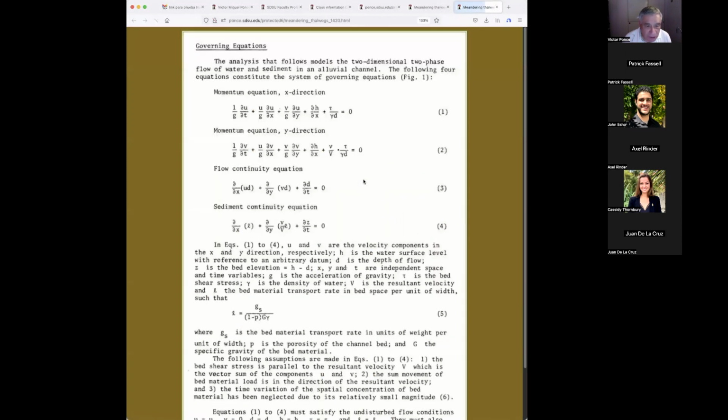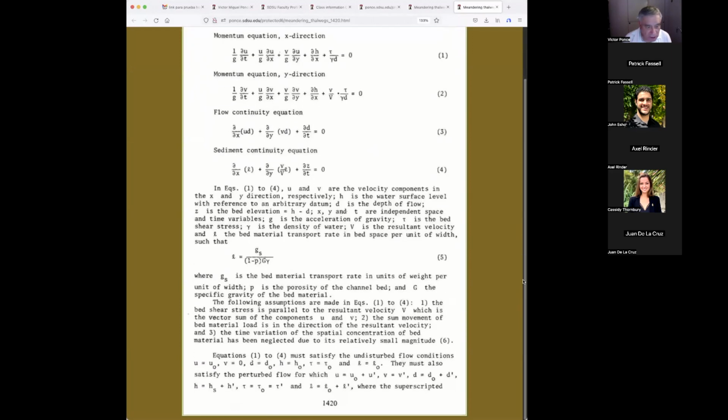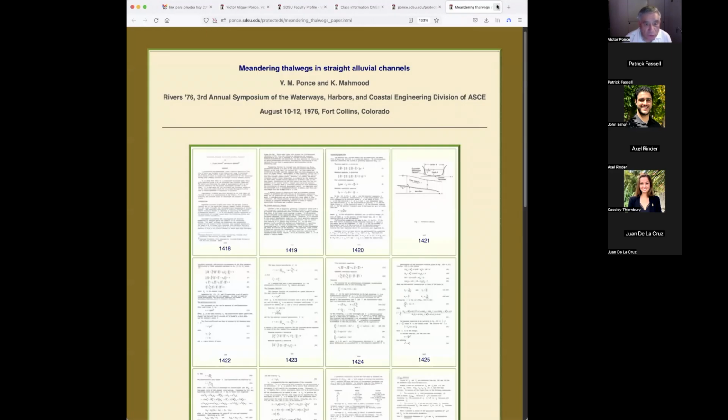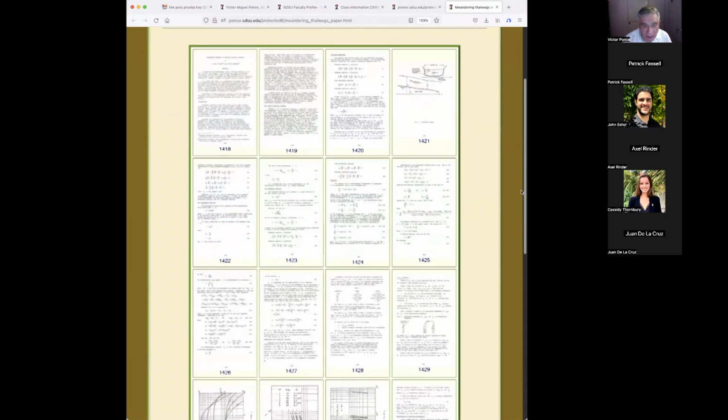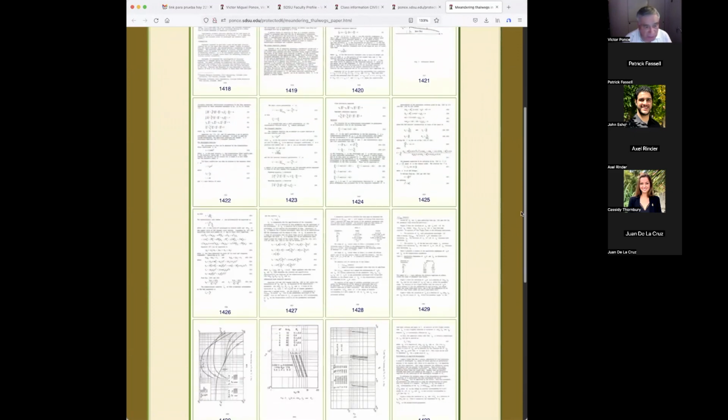I'm going to skip over. I'm just going to show the equations. These are the equations: momentum equation, momentum in the x direction, momentum in the y direction, flow continuity, and sediment continuity. And these are the equations that we worked on in connection with this study. In addition to these equations, we had to come up with some additional equations for resistance and transport. And I'm not going to talk too much about that because I'll be talking about that in the next paper. So let me just say that we need to develop the resistance and transport functions.